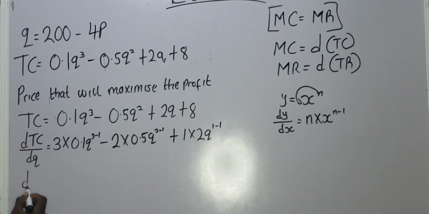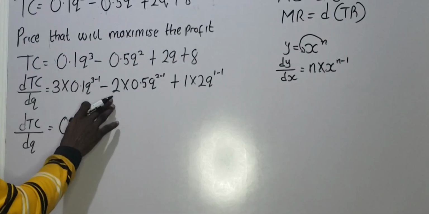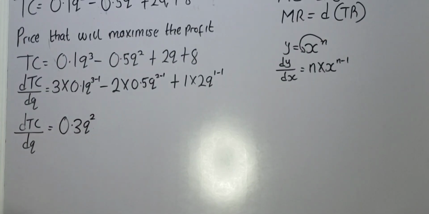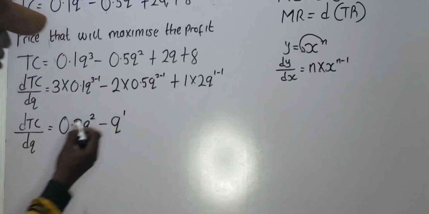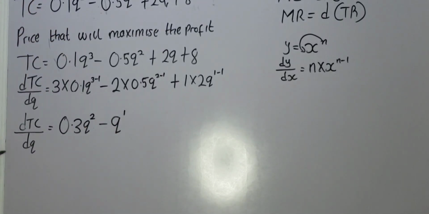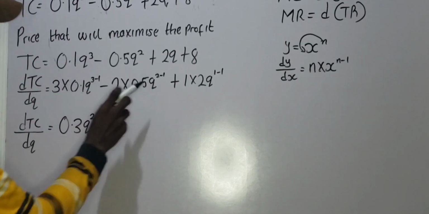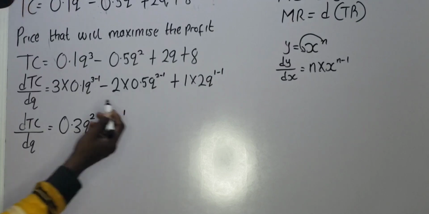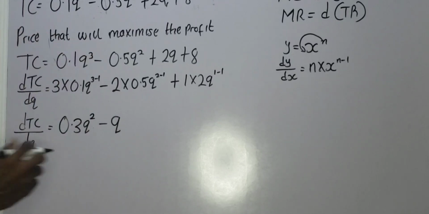The TC over dq is equals to 3 multiplied by 0.1, that is 0.3. 0.3 q raised to the power of 3 minus 1, that is 2. Negative 2 multiplied by 0.5, that is negative 1. And negative 1 multiplied by q, that is q. You understand? So, we are going to have negative 1q, which is also the same thing as negative q raised to the power of 1. Please, do you understand how I got this? Look at this. If you multiply 2 by 0.5, you are going to get 1. 1 multiplied by q, that is q. Q raised to the power of 2 minus 1, that is q raised to the power of 1. Q raised to the power of 1 is what I have here, which is also the same thing as what? Q. Do you understand? Okay, let's proceed.